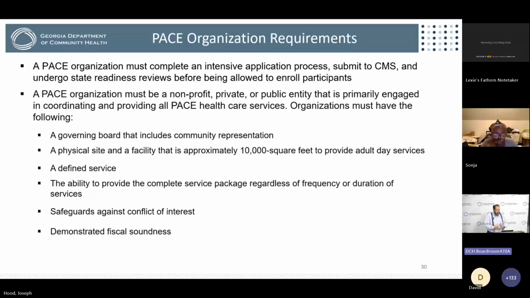Because it's a center. So you have to have at least a 10,000 square feet or approximately a 10,000 square feet center. And that typically surrounds that adult day health center with other services. We'll talk about the defined service areas in just a minute. You have to provide that complete service package. You also have to have safeguards against conflict of interest if your organization has other similar lines of business. And you have to demonstrate fiscal soundness.